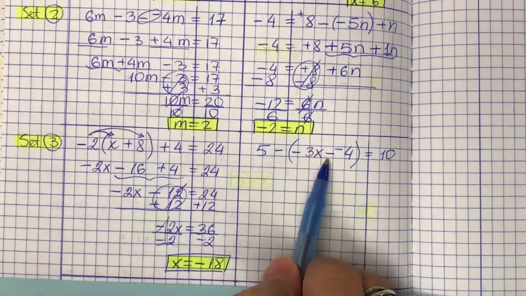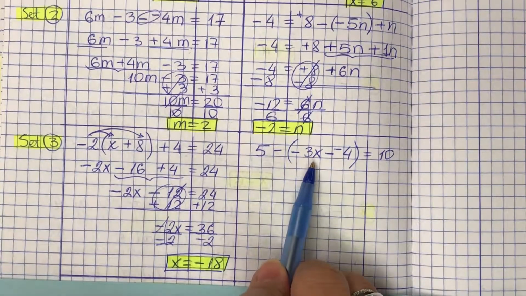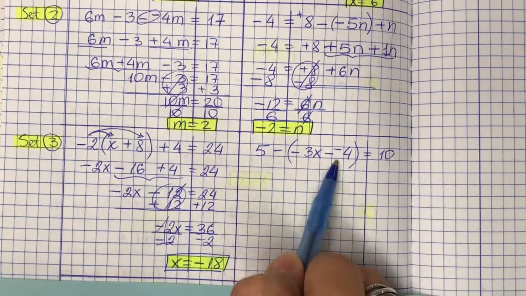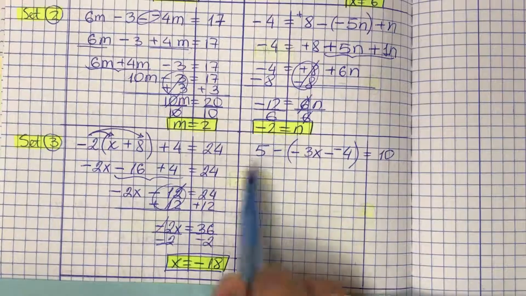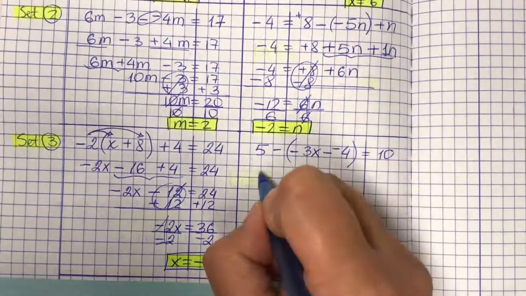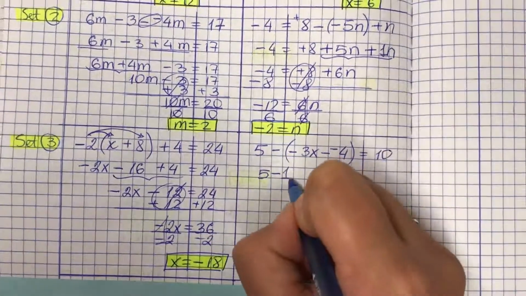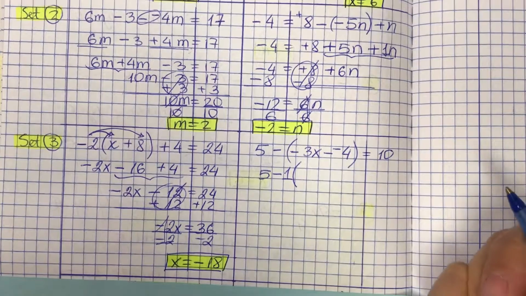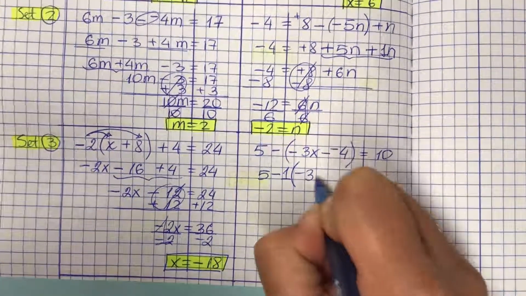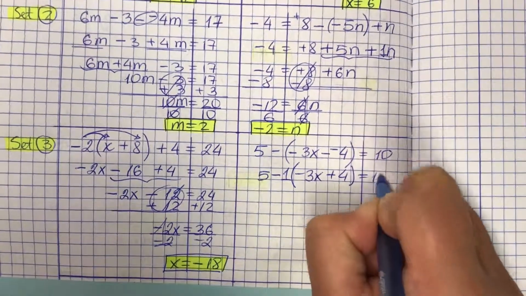In the next problem, we have parentheses. That means you have to use the inverse, you have to use the distributive property. But right here, where you have this double sign, I'd like to rewrite everything containing one sign only. So I have the 5 minus, there is no number in front of the parentheses, that means it's 1, a hidden coefficient 1, negative 3x plus 4 inside the parentheses equals 10.